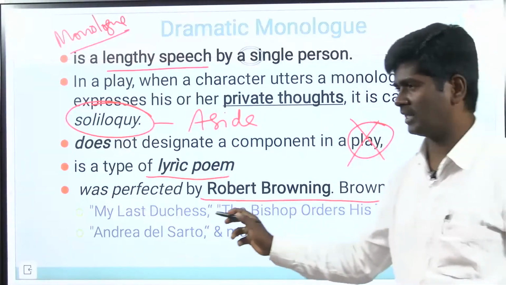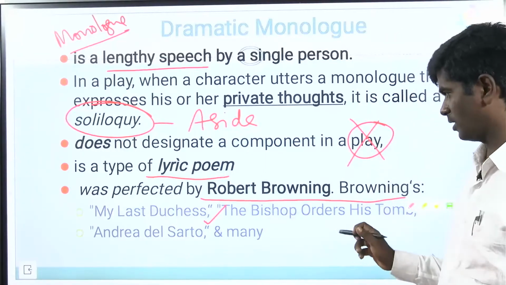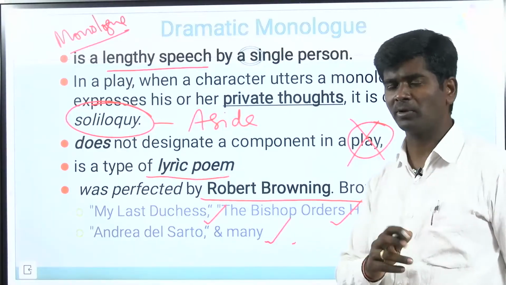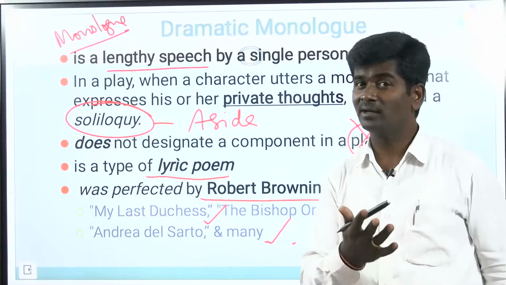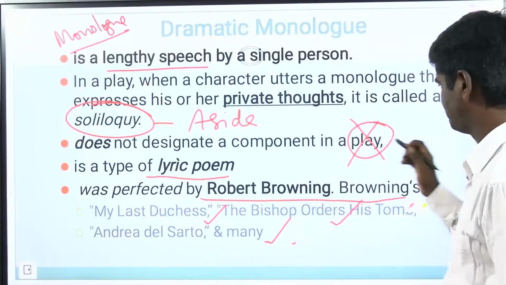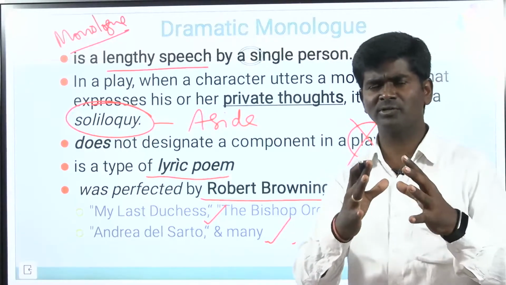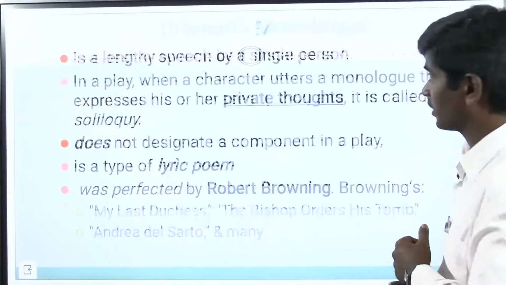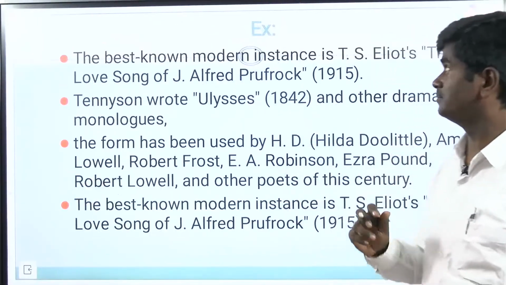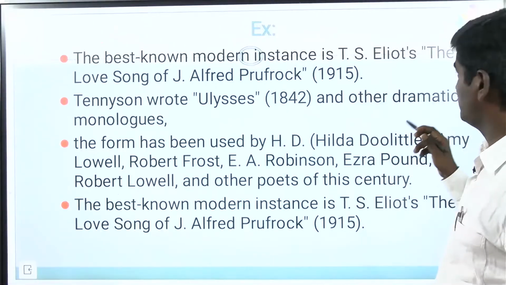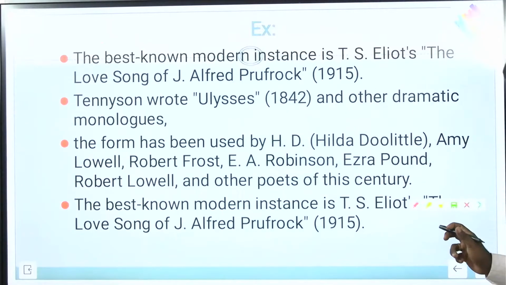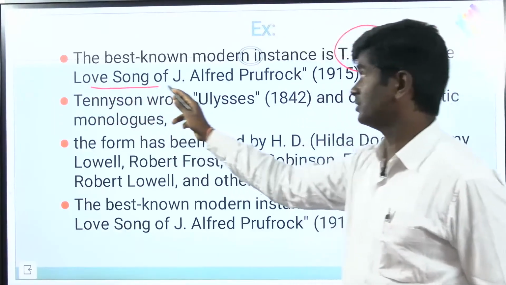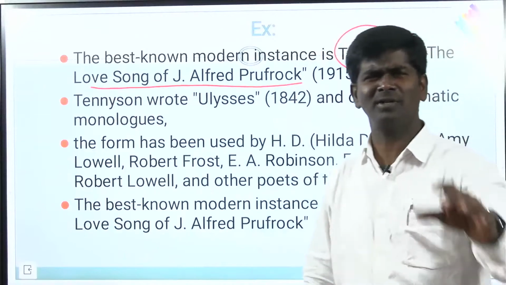Bells and Pomegranates, which he composed several times. Next, you can find My Last Duchess, a popular dramatic monologue. The Bishop Orders His Tomb, dramatic monologue. Andrea del Sarto, popular dramatic monologue. The Last Ride Together, dramatic monologue. All these are. Okay, so dramatic monologue refers to a poem in which the speaker, so I'll give you the definition, not required. The best known modern instance is T.S. Eliot's The Love Song of J. Alfred Prufrock. Very, very important.